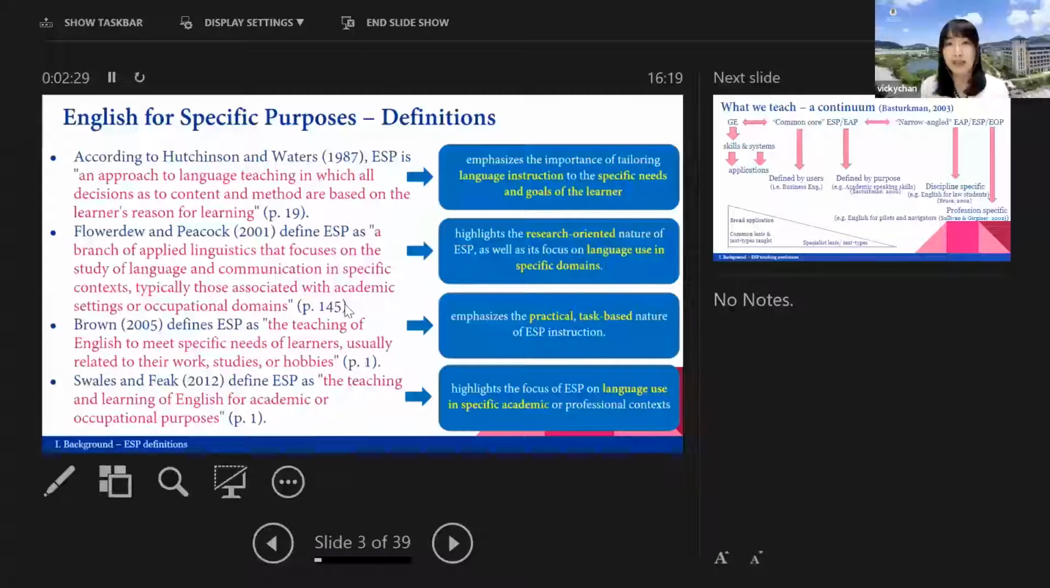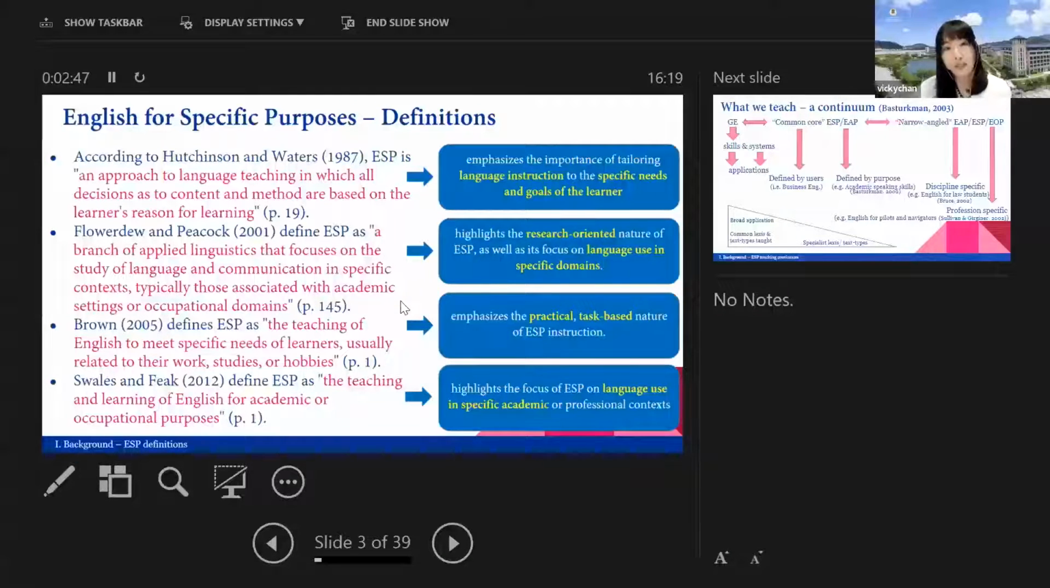Moving on, the second definition focuses more on the research-oriented nature of ESP, and especially on the language used in specific domains. As you can see, it says applied linguistics that focuses on the study of language and communication in a specific context, especially the academic context and occupational domains.